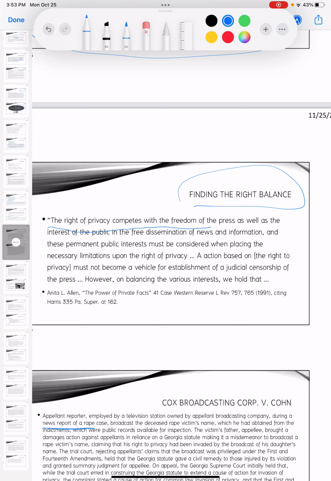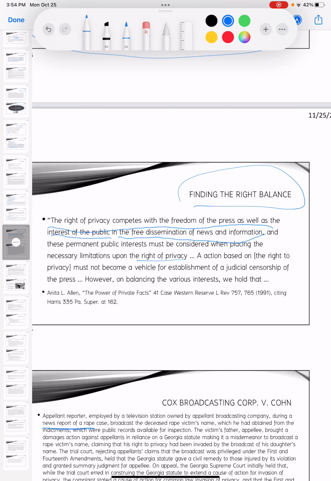The right to privacy competes with the freedom of the press as well as the interest of the public in the free dissemination of news and information. And these permanent public interests must be considered when placing the necessary limitations upon the right to privacy. Okay? She reminds us, don't forget, when we are going to limit the freedom of the press, that freedom of the press serves the interest of the public in the free dissemination of news and information, right? Don't forget that, the interest behind the freedom of the press.